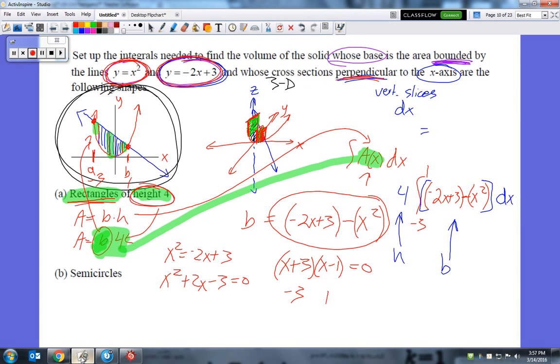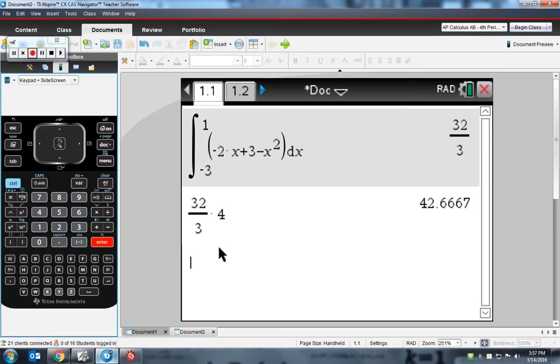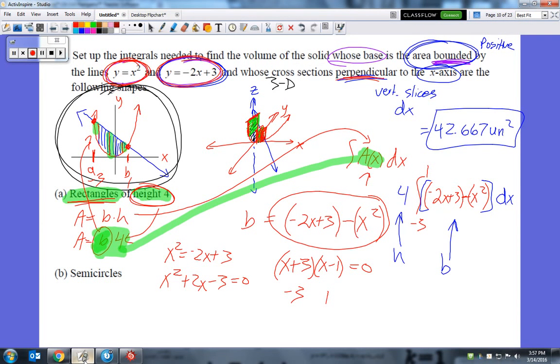So is equal to 42.667, and it's units squared because it is a bounded area. Bounded areas right here are always positive. We talked about that in class already with areas between two curves. So 42.667 units squared. And now we're going to move on to the semicircles.